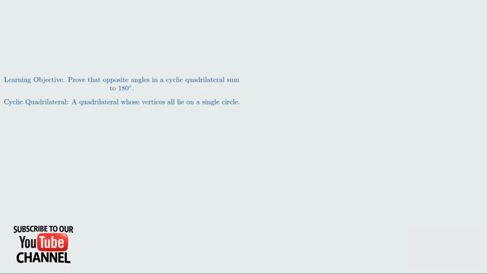Let's first define what a cyclic quadrilateral is. A cyclic quadrilateral is a four-sided shape where all four of its vertices lie on the circumference of a single circle. Here's an example. Notice how the points A, B, C, and D are all on the circle's edge. This makes ABCD a cyclic quadrilateral.